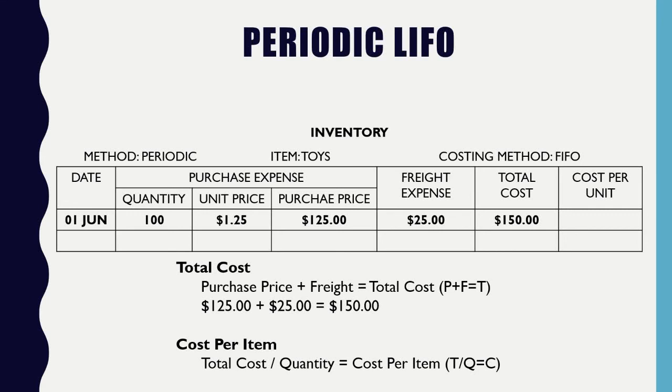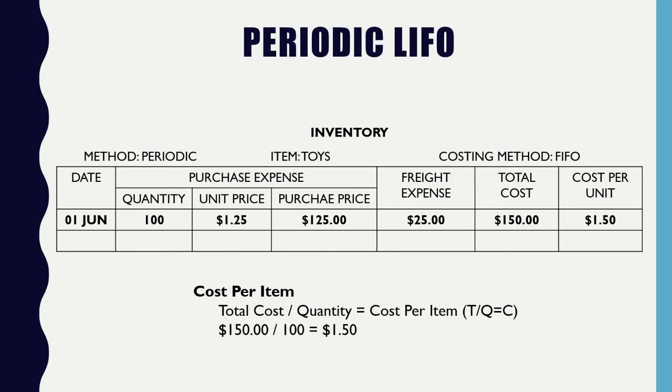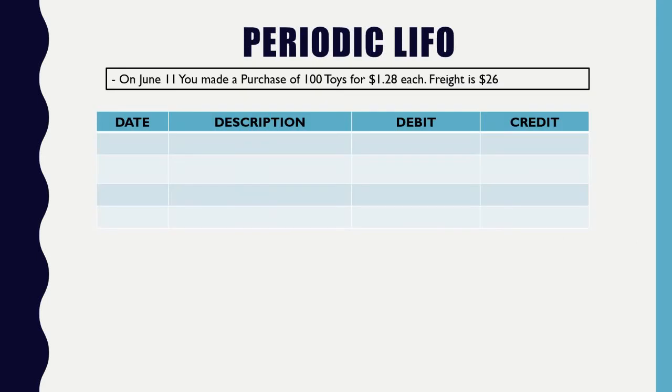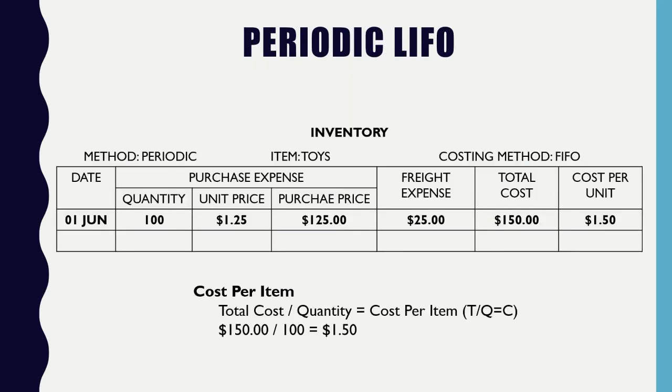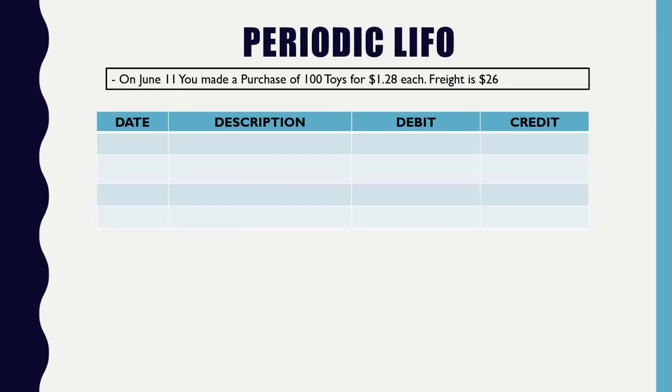Then for this particular batch, we need to solve how much it's going to cost me per item. Since my total cost is $150, I'm going to divide that by 100, so each item that I sell from this batch is going to cost me a total of $1.50. Okay, then the next one: we purchased another 100 toys at $1.28 with a freight of $26.